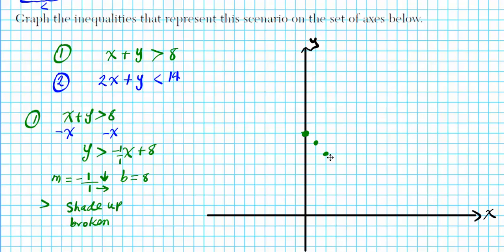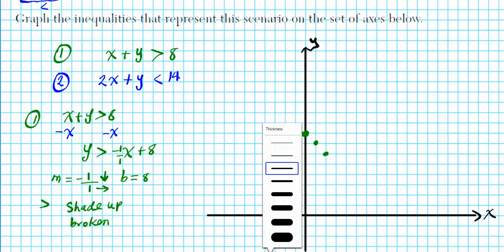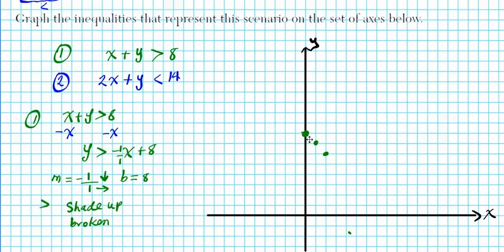So this line right here basically defines the first line. So let's go ahead and graph that line for you. Okay, so there goes the first line. So it's broken and we're going to be shading greater than. So the direction of the shade will be upwards. Okay, so we're shading up.